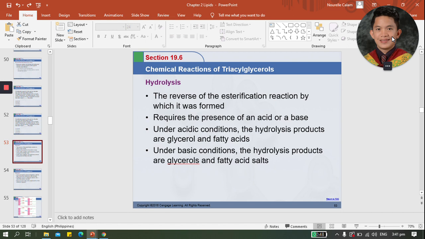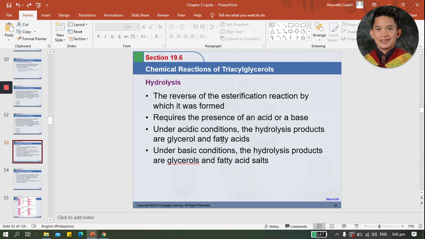So again, if you can still remember, triacylglycerols are formed through esterification, wherein you join three fatty acid molecules to a single glycerol molecule. So that is the hydrolytic reaction of that. Hydrolysis requires the presence of an acid or a base. Now, under acidic conditions, that is, you have acids as your hydrolyzing agent, the products are glycerol and fatty acids, whereas under basic conditions, the hydrolysis products would be glycerols and fatty acid salts.